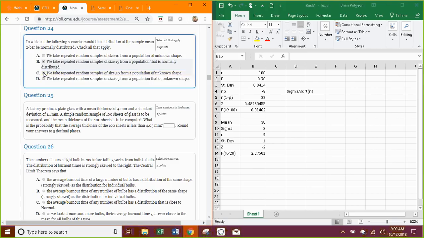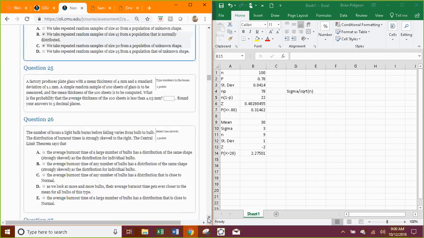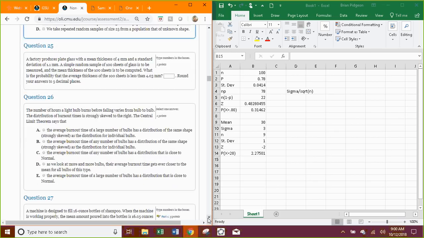We take repeated random samples of size 50 from a population of unknown shape. Yes. And we take repeated random samples of size 25 from a population of unknown shape. I'm going to say we're not going to select D because really we want the sample size to be at least 30. So I'm going to say it's just B and C. Even though 25 is close to 30, I'm going to say it's just not that one.